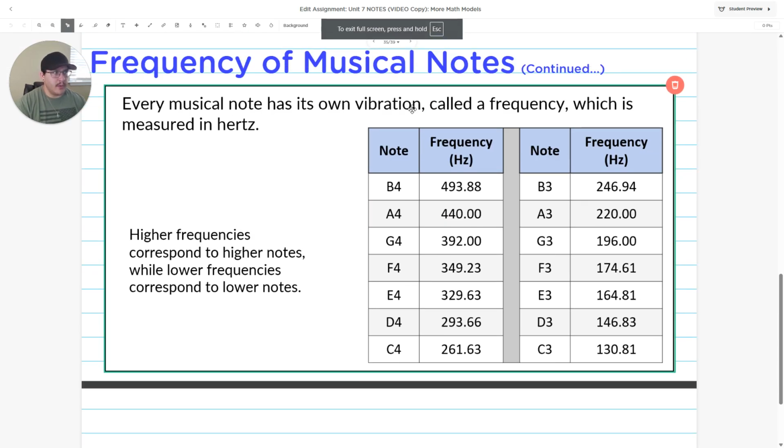Every musical note has its own vibration called a frequency, which is measured in hertz. Higher frequencies correspond to higher notes, while lower frequencies correspond to lower notes. And then here we have a list of notes: B4, A4, G4, F4. Notice the numbers for them. B4 starts on a higher frequency, and then as we go down, lower in frequency. And then we get to the next set of frequencies, B3 to C3. B3 starts at 246 and then goes all the way down to 134 for C3.